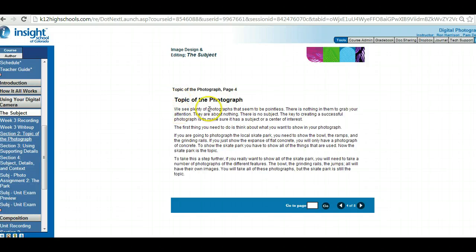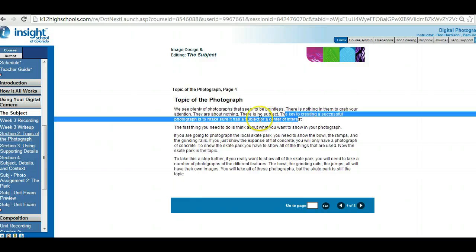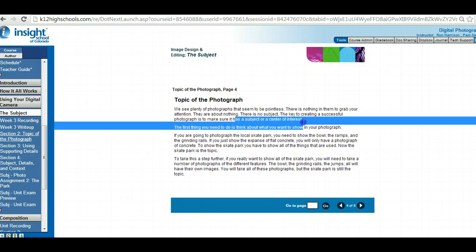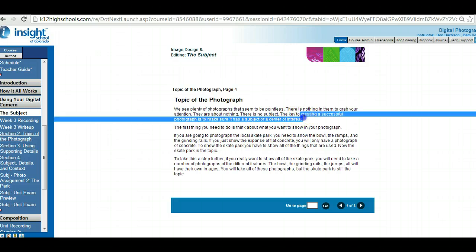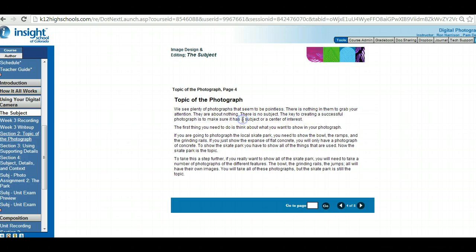So topic of photography. We see plenty of photographs that seem to be pointless, right? There's nothing that really grabs your attention. They're about nothing. There's no subject. So the key to creating successful photography is make sure it has a subject, or a center of interest. That's the key to creating a successful photograph, is make sure it has a subject or a central focus. So you think about what you want to show in your photograph. So that's the answer to that Class Connect write-up question.